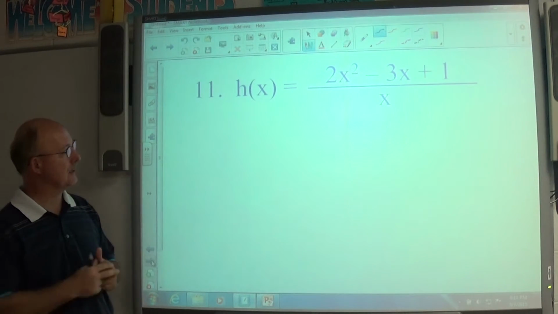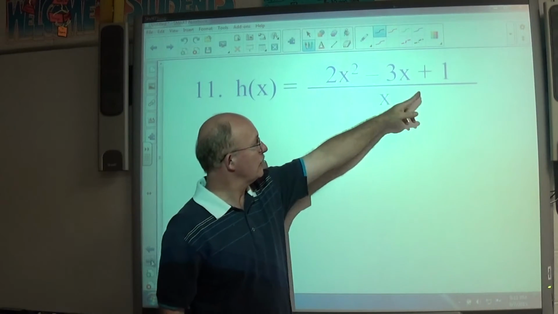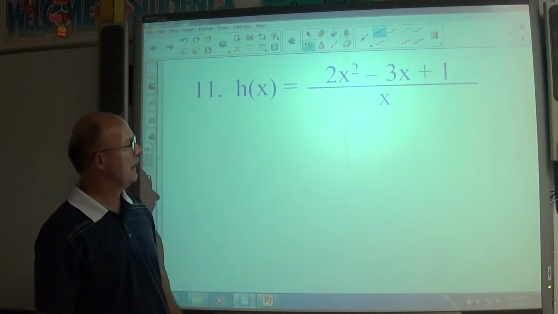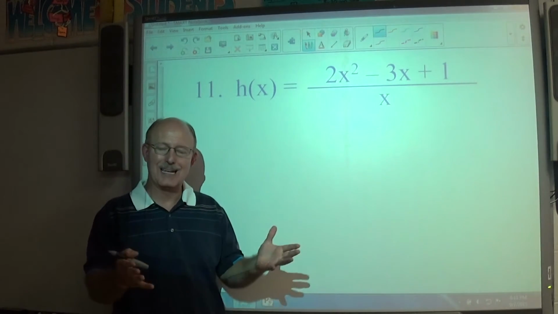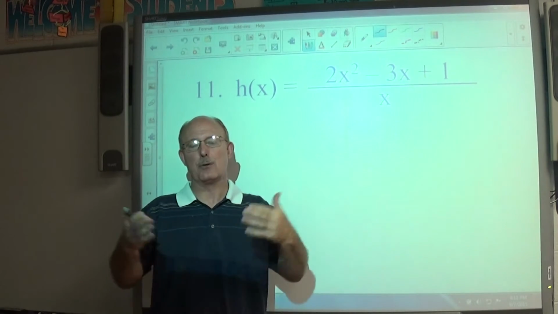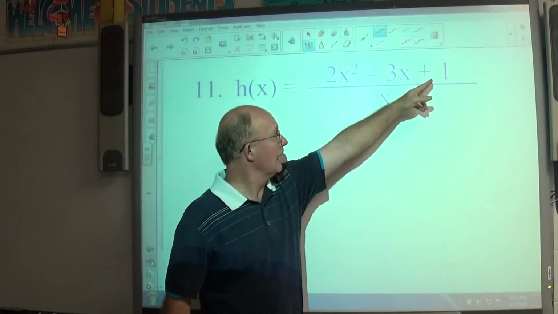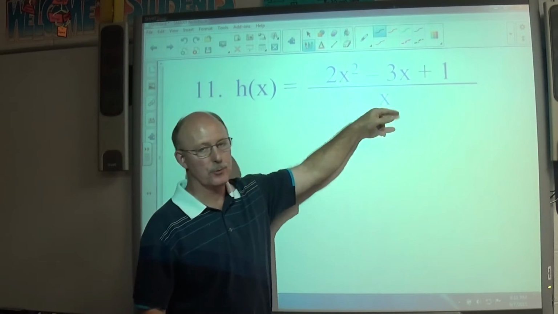Now take a look at this one here. Now this time we have what? 2x squared minus 3x plus 1 divided by x. Now with some of these problems we're looking at today, the hardest part really is simplifying them and getting them in the right form that we can take the derivative of. Now here we have a little trinomial with a monomial divisor.